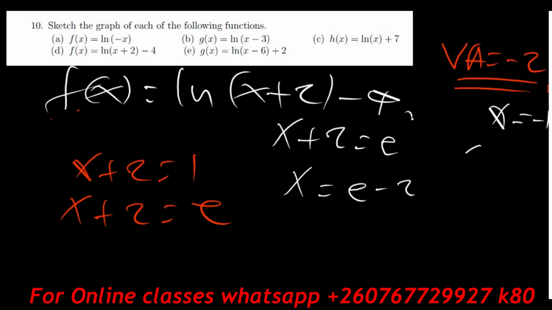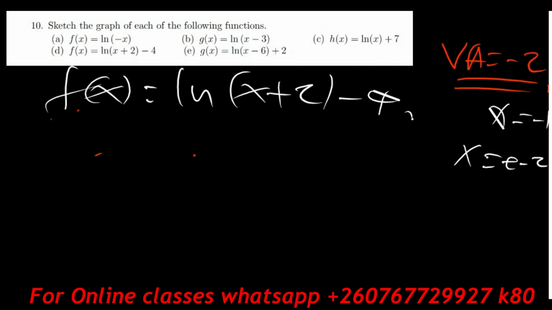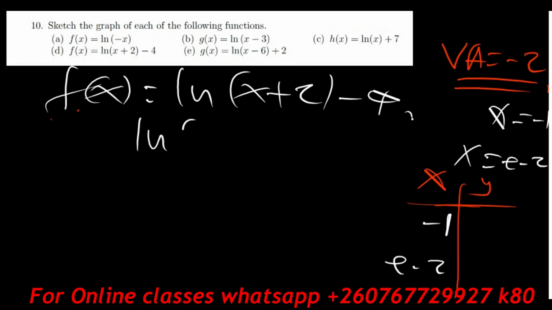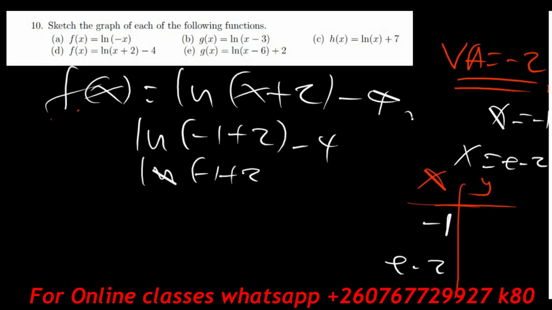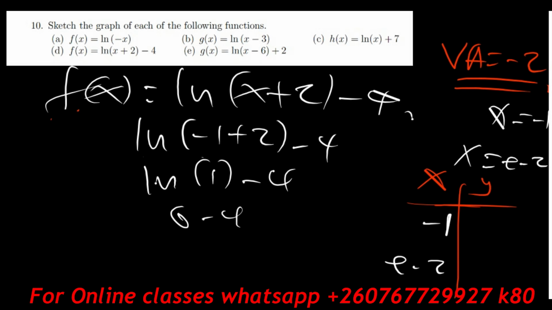Okay, so now that x equals e minus 2 is my second coordinate, let's find the value of y now. So we have got x, y. If x is negative 1 and x is e minus 2, what will be the value of y? Let's see. We have ln of x plus 2, minus 4. So it's going to be ln of negative 1 plus 2, and negative 1 plus 2 is 1. So I'm going to have ln 1 minus 4. ln 1 gives us 0, so 0 minus 4 gives me negative 4.